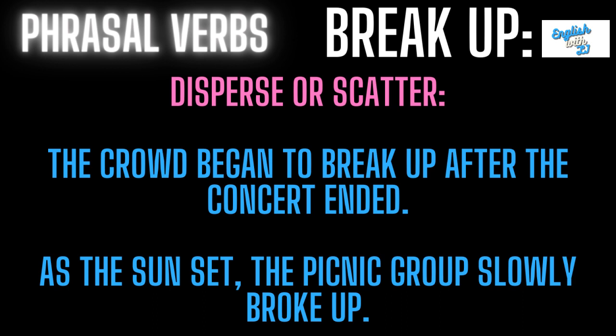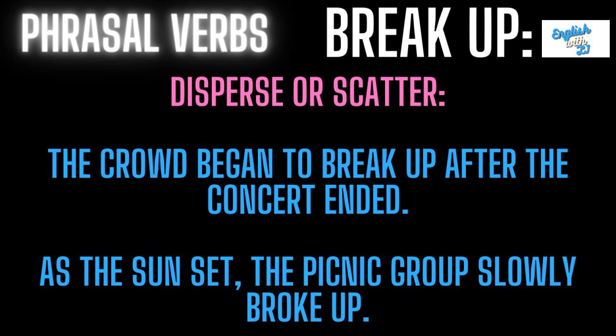Break up can mean disperse or scatter. So you can utilize it: the crowd began to break up after the concert ended. So you have the crowd, which is the full amount of people maybe watching a concert. When the concert ends, everybody goes off in their own direction. So the crowd, which refers to all the people as one, breaks up into individual people or little groups, and so they've dispersed and scattered away from the concert.